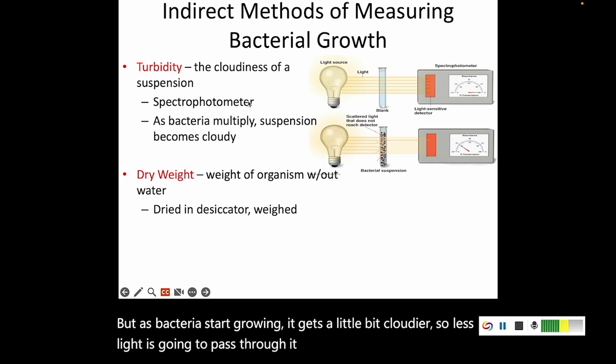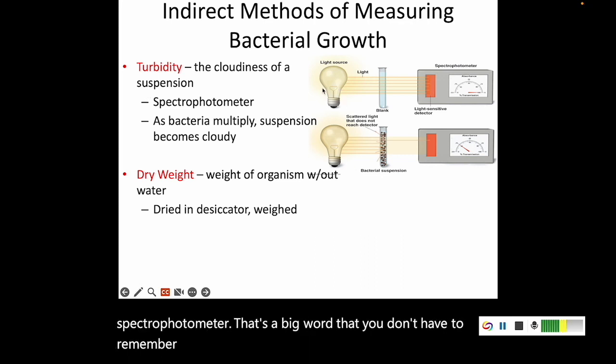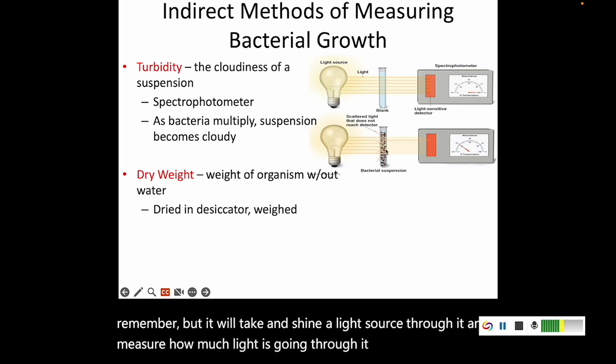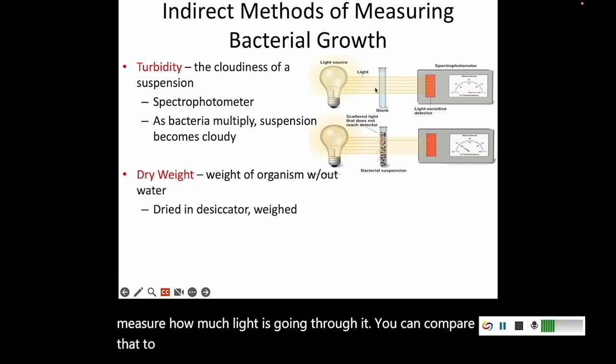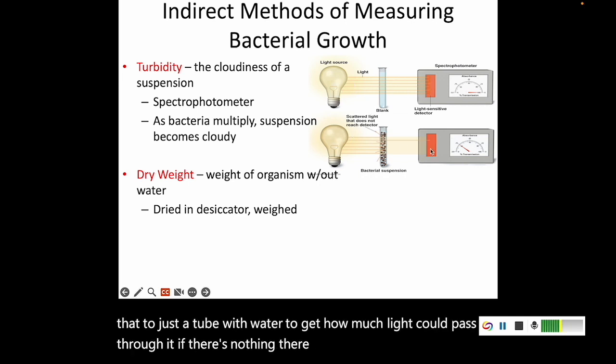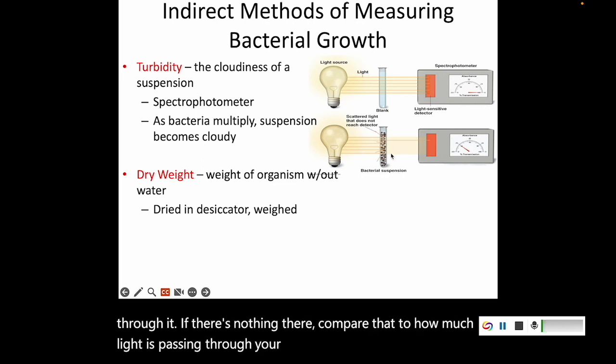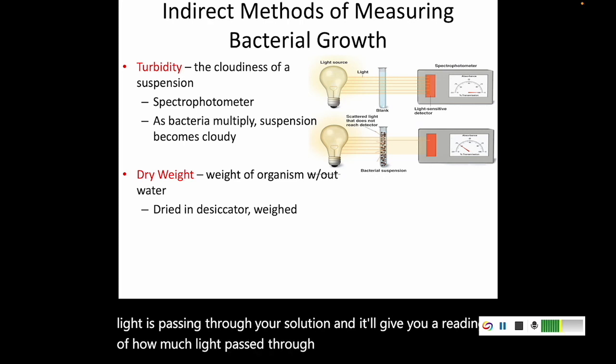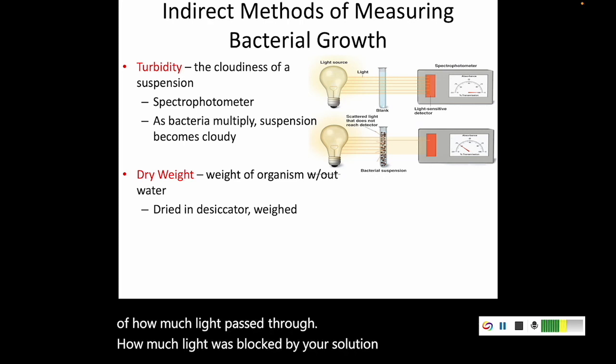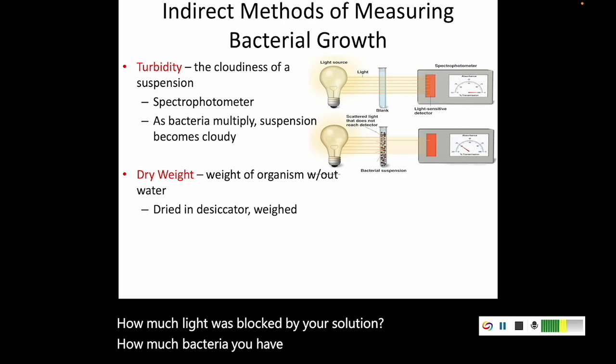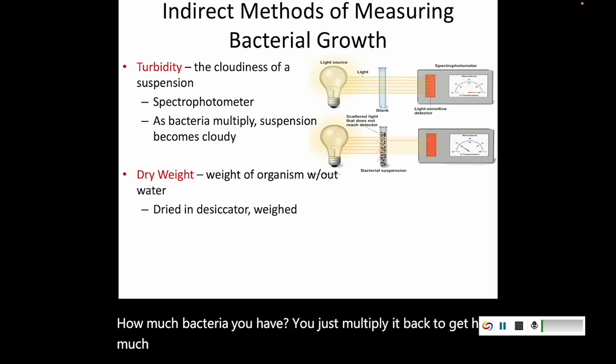You can use a spectrophotometer. That's a big word that you don't have to remember. It will shine a light source through the tube and measure how much light is going through it. You can compare that to just a tube with water to get how much light could pass through if there's nothing there. Compare that to how much light is passing through your solution, and it'll give you a reading of how much light was blocked by your solution, which tells you how much bacteria you have. You just multiply it back.